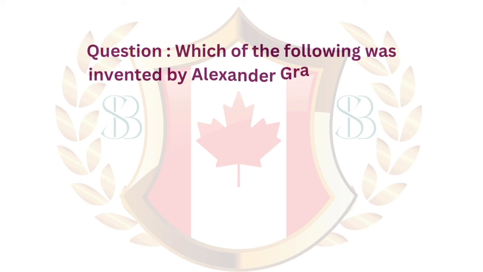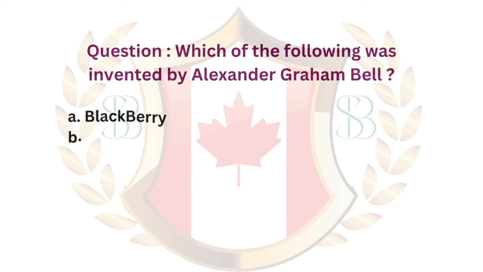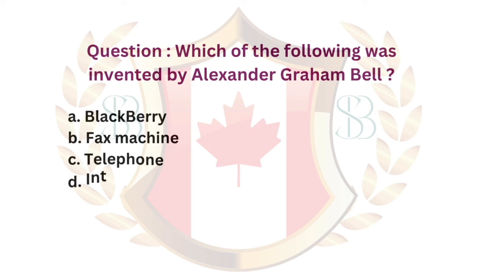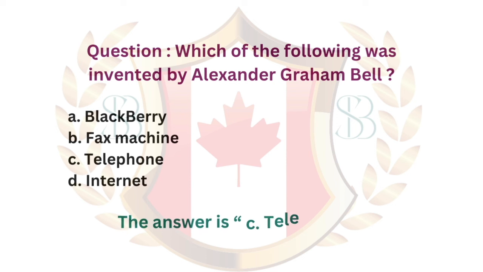Question. Which of the following was invented by Alexander Graham Bell? A. Blackberry. B. Fax machine. C. Telephone. D. Internet. The answer is C. Telephone.